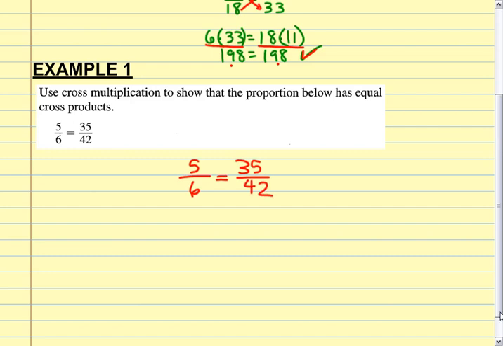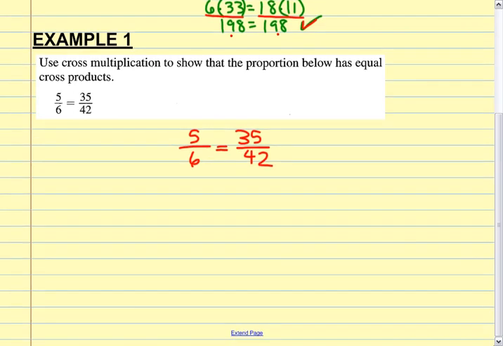Now, would you please tell me what to do? It's just like I did in the example above. What do I do? Okay, so Allie says, let's multiply 5 times 42. I'll do that. And then what, Allie? And 6 times 35. Now, if these two fractions are equal, then these two products need to be the same. Thank you, Allie.